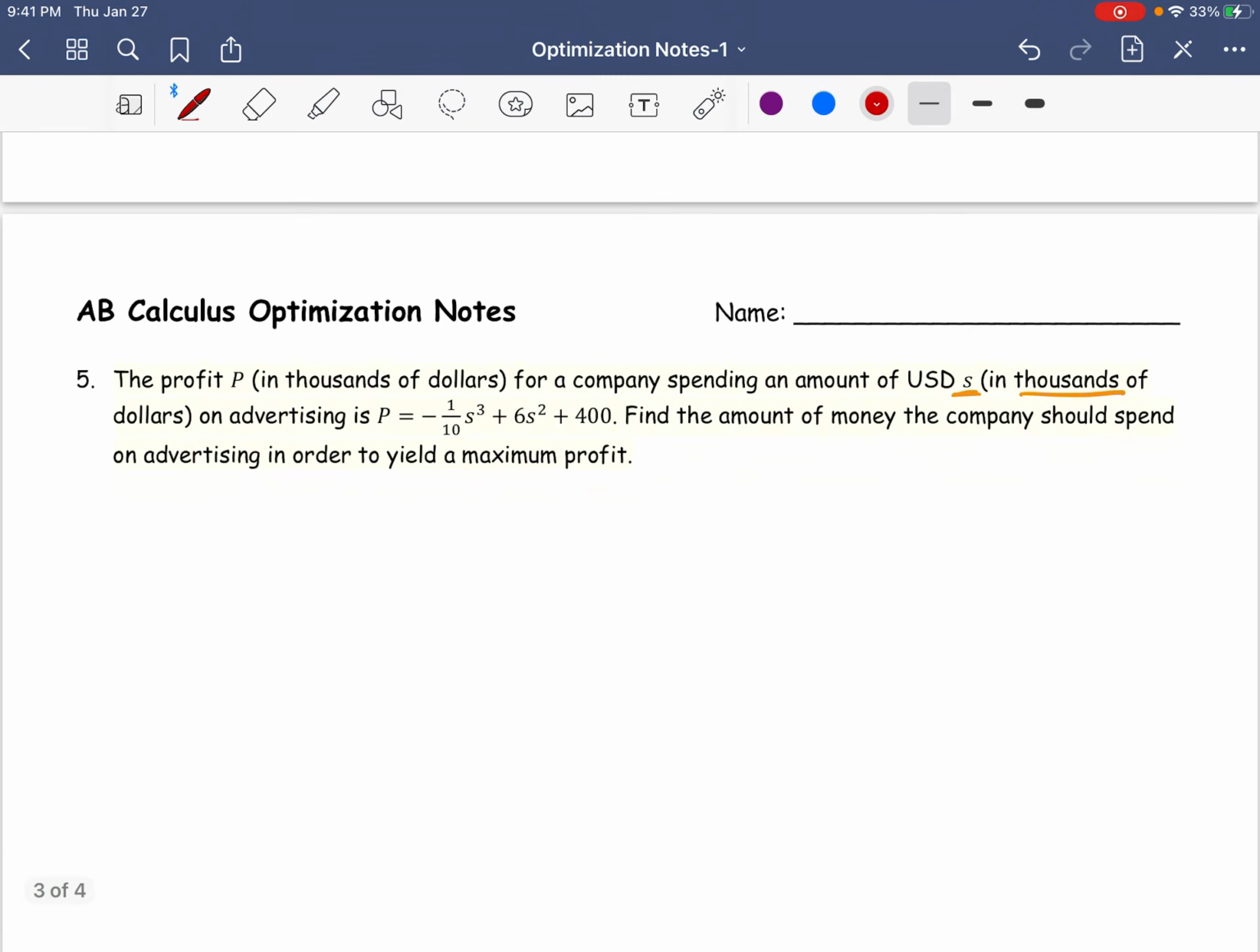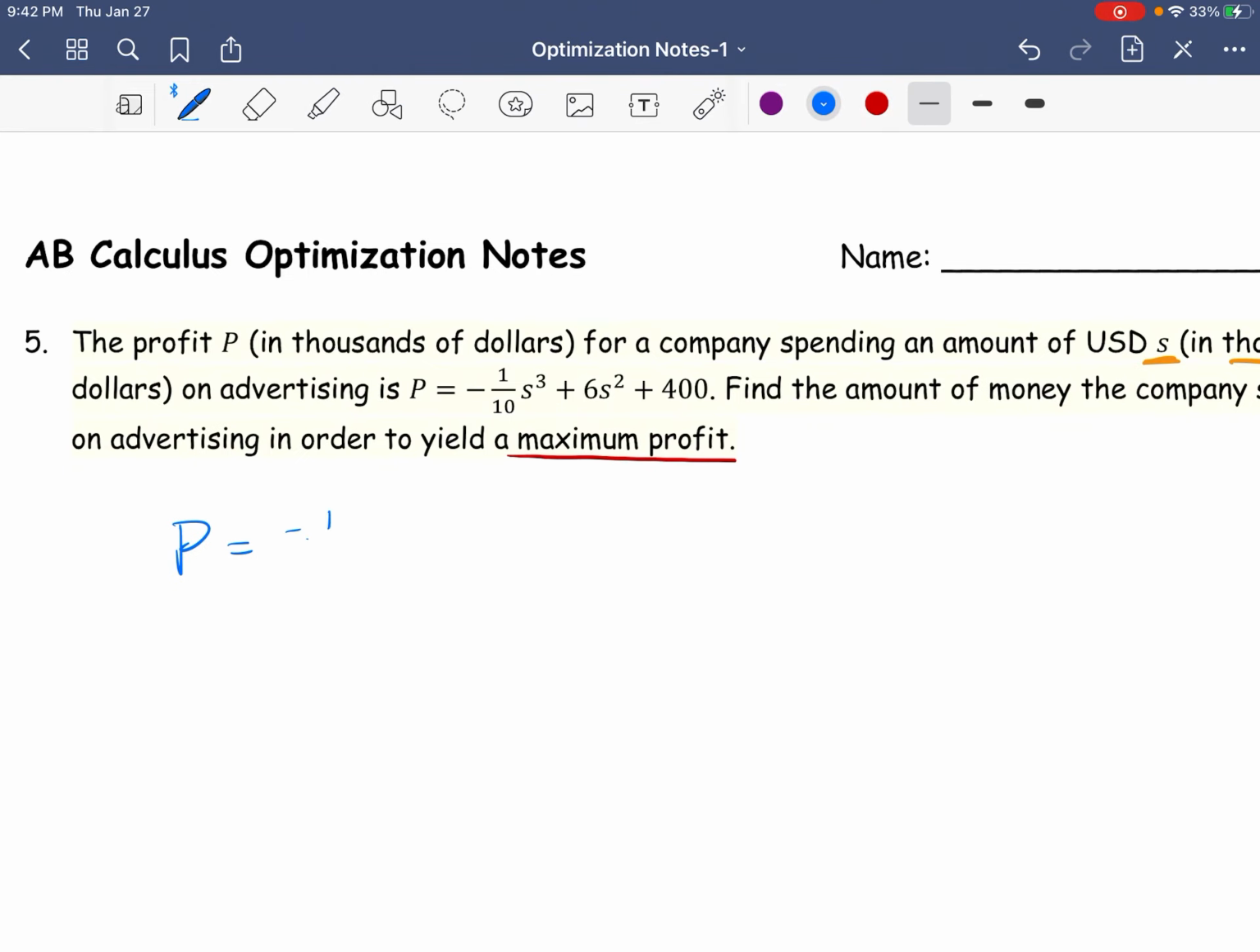Okay, number 5 is a little bit different. Number 5 says, the profit in thousands of dollars for a company spending an amount of US dollars, S, in thousands of dollars on advertising is given by this equation. Find the amount of money the company should spend in order to yield a maximum profit. So the profit is the thing I need to maximize, and I have an equation for the profit. So let's just rewrite that equation for now. Profit is, and I'm just recopying this.